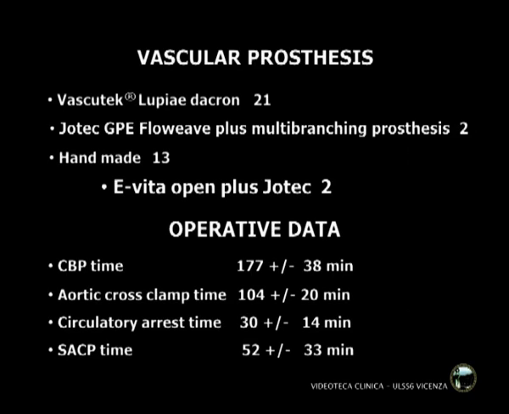In 21 patients, we used the Lupia vascular graft from Vascutek. In 2 patients, the GPE FlowWeave Plus graft from Jotec. Homemade vascular grafts in 13 patients, and in 2 cases, the Jotec E-vita Plus stent graft was implanted. The average CPB time was 177 minutes, aortic clamping took 104 minutes, circulatory arrest took 30 minutes, and 52 minutes for cerebral perfusion.